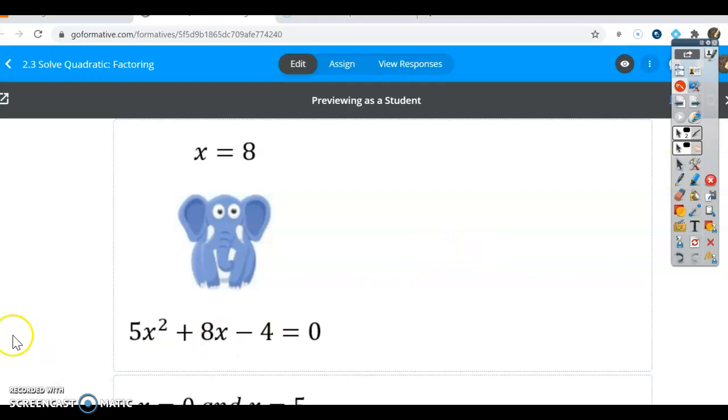Okay? And that's the directions for today. Good luck. If you have any questions, please ask me. I'm here to help you.